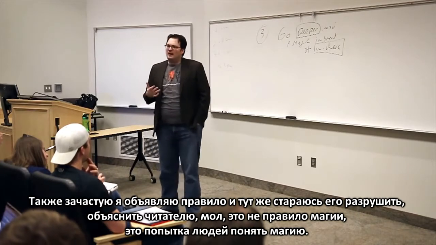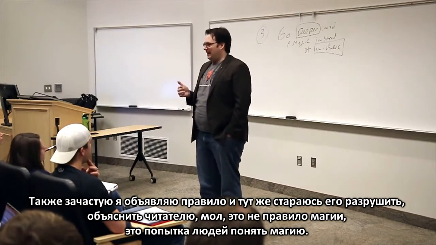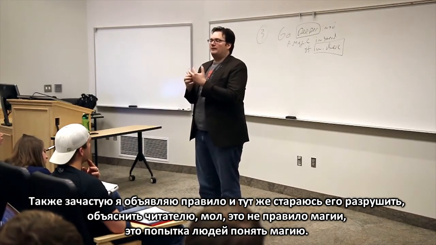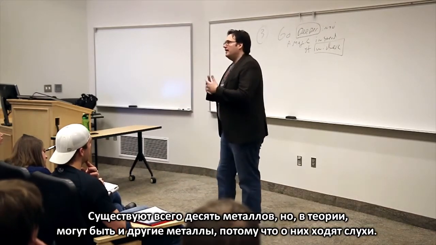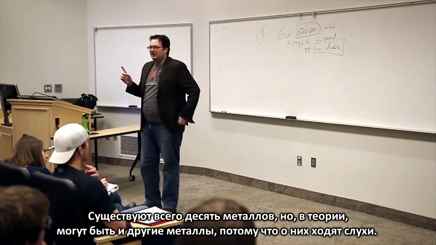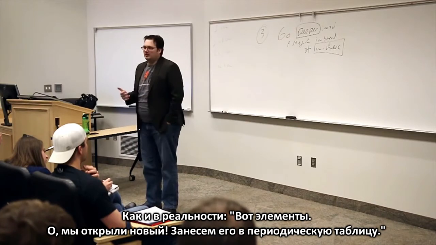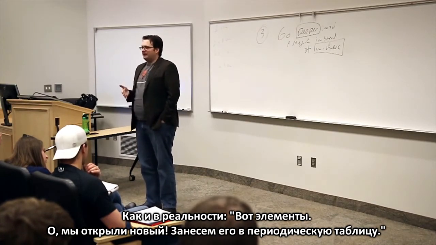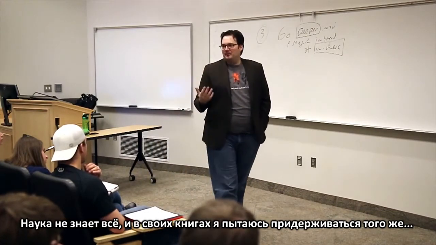Another thing that I do is I often set up a rule and then try to immediately chip away at it and explain to the reader, this is not a rule of the magic. This is the way that human beings are trying to understand the magic. There are only 10 metals, but there might be mythologically other metals because we've heard rumors about them. Just like, historically, we're like, here are the elements. Oh, we found a new one. And we add it to the periodic table. Science doesn't know everything. So I like it in my books.